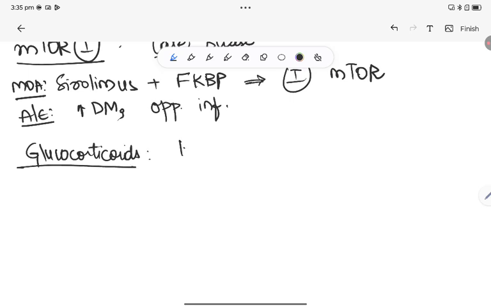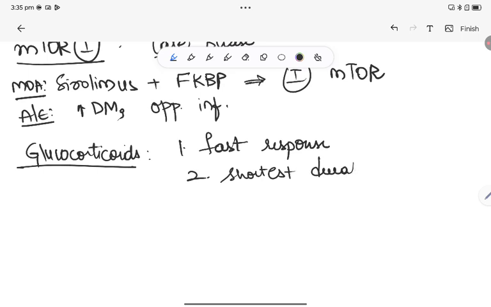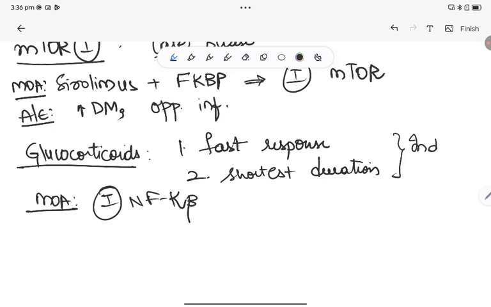First, the response is fast, but they should be given for the shortest duration possible. Why? A lot of side effects. How do they act? Glucocorticoids act by inhibiting nuclear factor kappa B. This is already dealt with in your corticosteroids class, so for now let us restrict ourselves to this. Because of their faster response and shortest duration, they are used in the induction phase. Regarding this, we will talk.